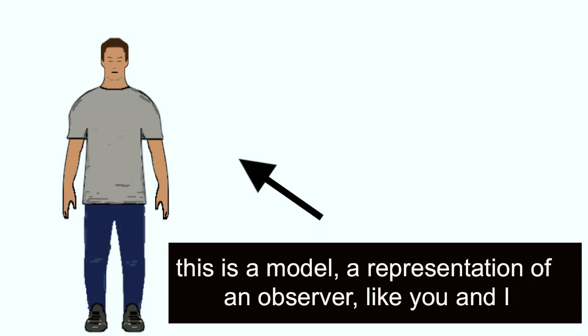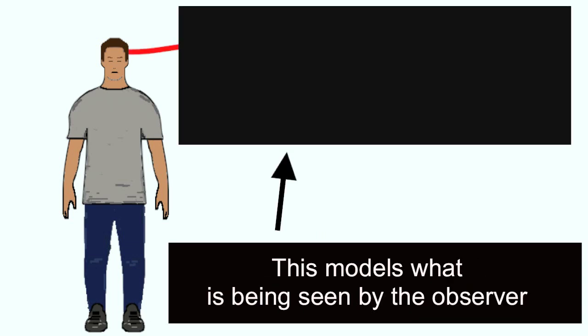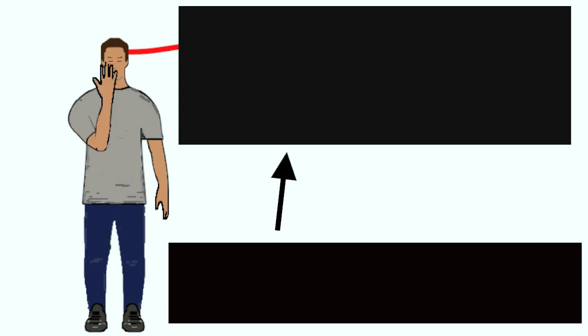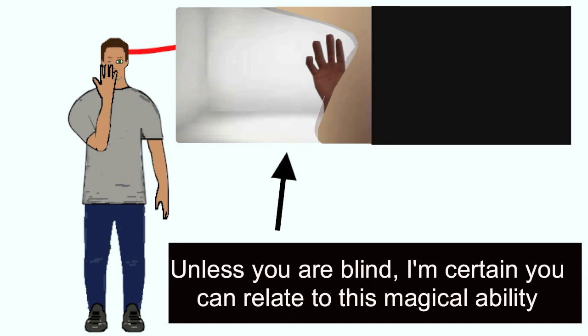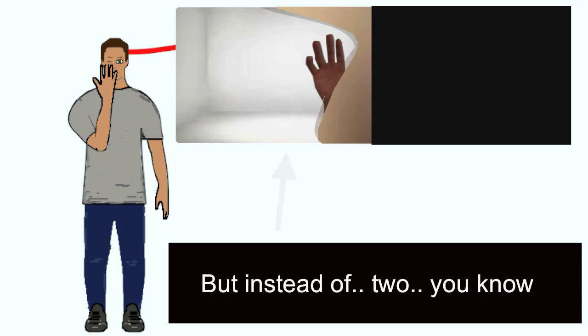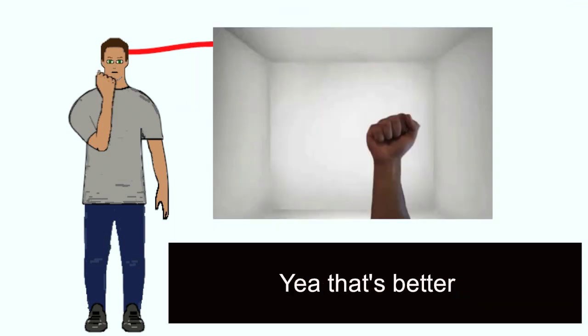This is a model, a representation of an observer like you and I. This models what is being seen by the observer. Now the eyes are open, and this represents what is being seen. Unless you're blind, I'm certain you can relate to this magical ability. But instead of two, yeah, that's better.